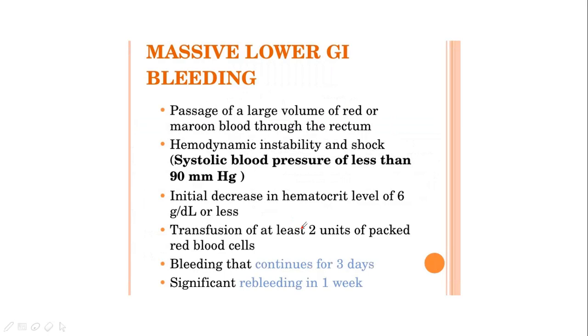Massive lower GI bleeding is the passage of a large volume of red or maroon blood through the rectum. When there is loss of a large volume of red blood from the body, it could lead to hemodynamic instability and shock. So: systolic blood pressure less than 90, an initial decrease in hematocrit level of 6 or less, transfusion of at least 2 units of packed red blood cells, bleeding that continues for 3 days, or significant rebleeding within 1 week.